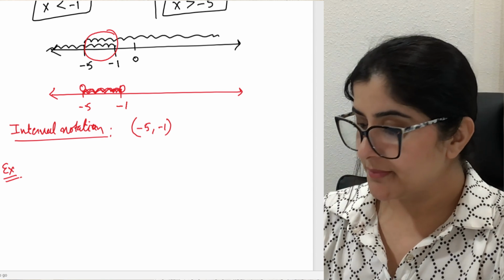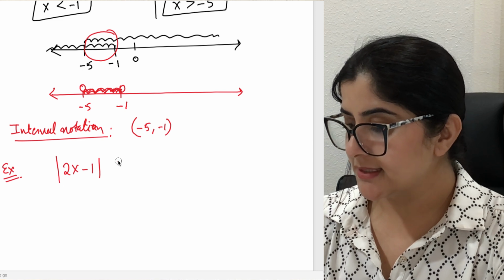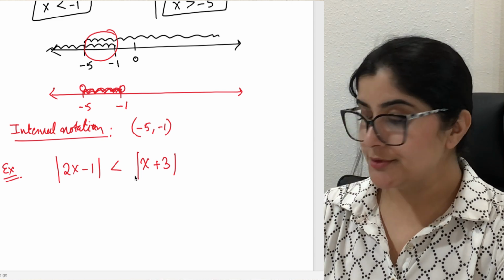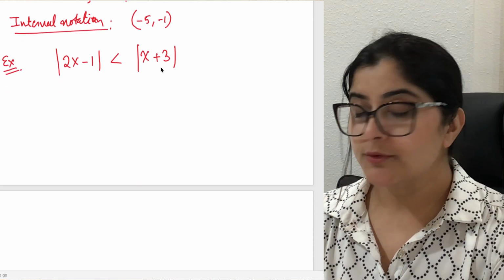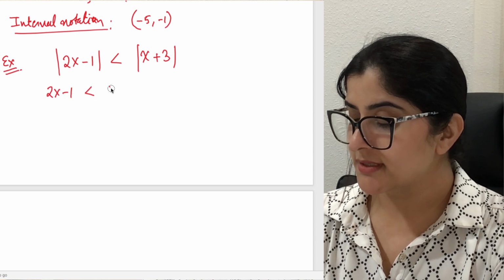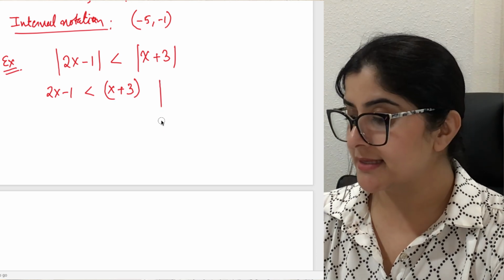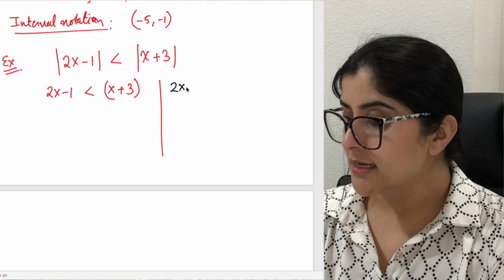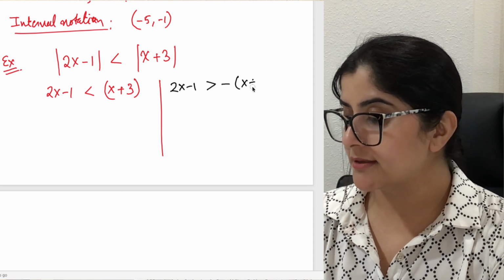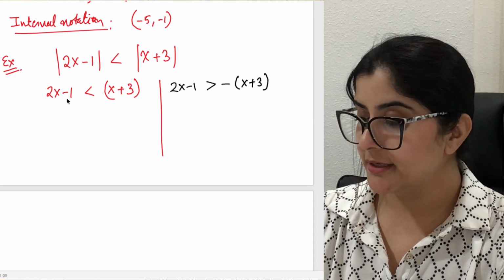So let's do this example. We have the absolute value of 2x minus 1 is less than x plus 3. So what we have to do is remove the absolute value sign. So it will be 2x minus 1, first expression, so we have to consider two cases. In one case, the right hand side will be exactly the same. But in the second case, we have to switch the sign of the inequality and consider the negative sign on the right hand side. And now we have to solve both inequalities.